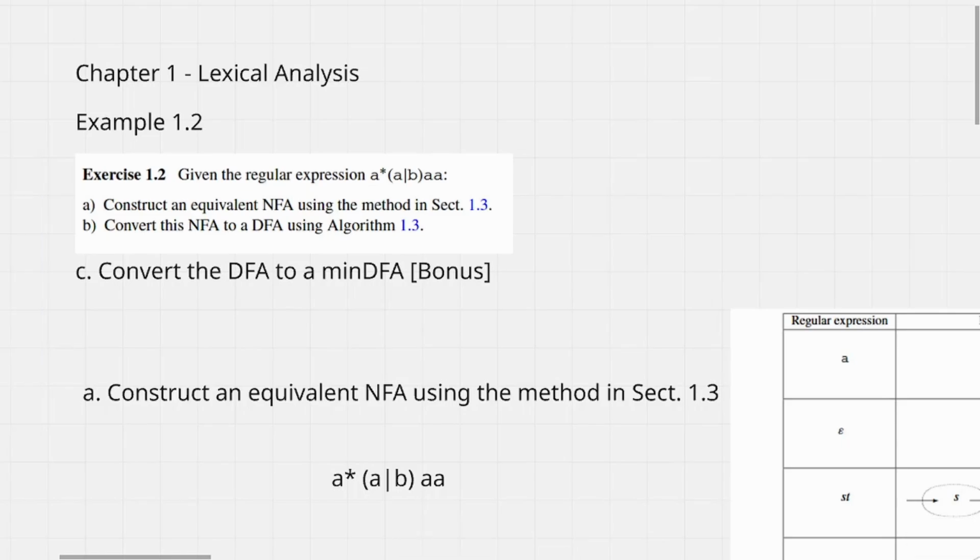In this part of the video, we're going to do exercise 1.2 for chapter 1, lexical analysis. The question is going to show us how to convert a regular expression into an NFA and then convert that NFA into a DFA. And then I added a bonus question where we convert that DFA into a minimal DFA. These three questions should cover most of the core concepts for chapter 1. Without further ado, let's get started.